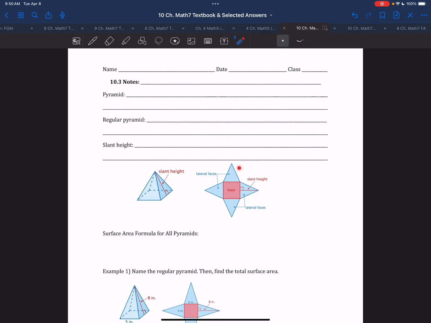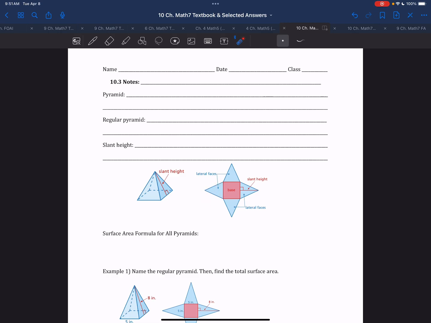If we were to create a net of it and lay it out flat, this right here would be the base. And then we have a total of, in this case, 4 lateral faces. So right now I want you to pause the video and talk about what are the differences between pyramids and prisms. All right, so the difference is that a prism is going to have 2 bases, whereas a pyramid only has 1 base. Also, the lateral faces are not rectangular like a prism.